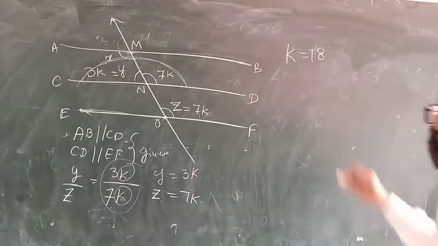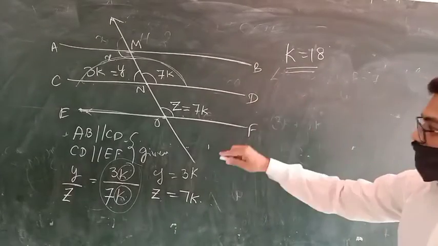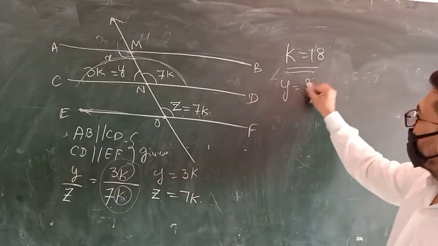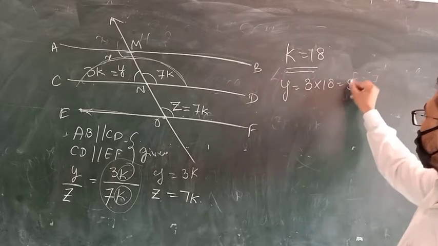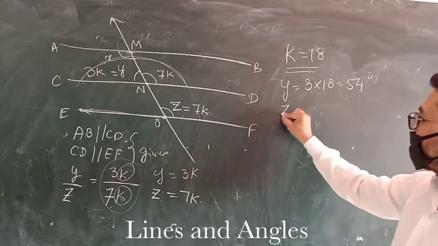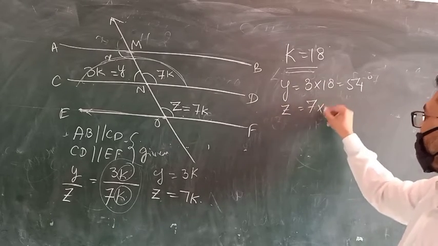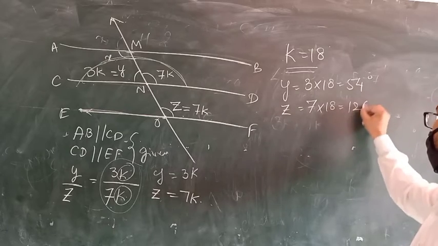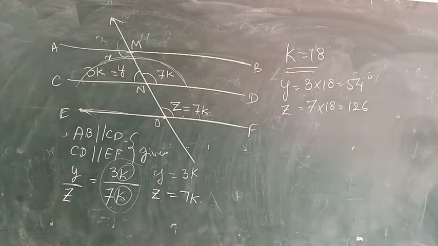Now, the value of K is equal to 18 degrees. So the value of Y is equal to 3 into 18, which is equal to 54 degrees. And the value of Z is equal to 7 into 18, which is equal to 126 degrees. Do you agree with this? Yes, sir. Now, what should be the value of X?